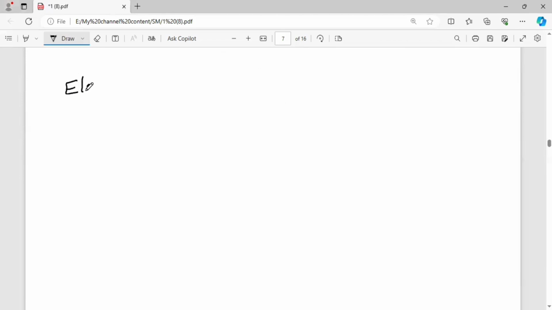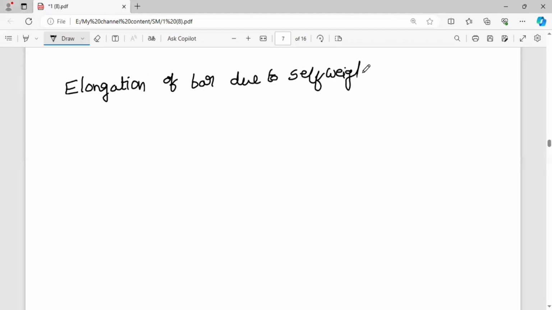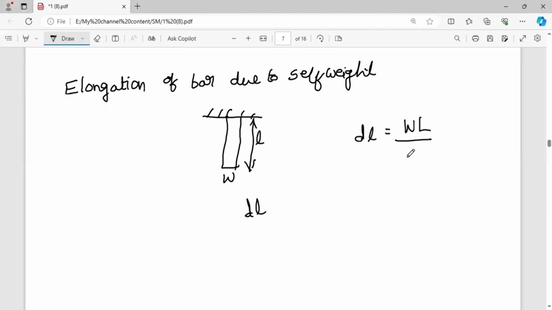Elongation is nothing but a change in length. Elongation of a bar due to its self weight. Suppose one rod is there, hanged, having the weight W. The actual length is L. After some time the length may change. So the change in length dL equal to capital WL by 2E.